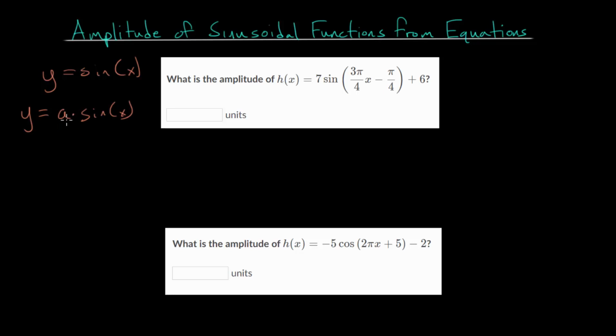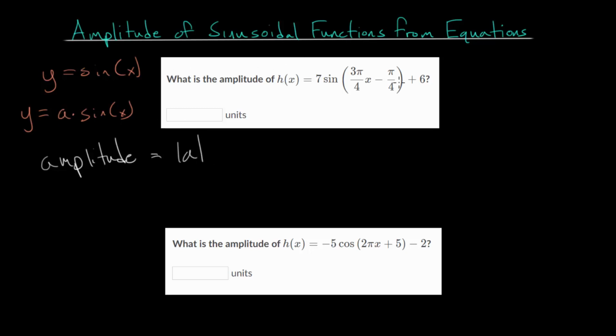If a is bigger than 1, then it will stretch it. It will make the amplitude bigger. If it's a fraction, then it will shrink it. It will compress the function. And if it's negative, it will reflect the function over its midline. But if it's negative, that doesn't actually affect the amplitude. So what we determined is that the amplitude of our sinusoidal function, it can be sine or cosine, is the absolute value of this coefficient here, this constant a.